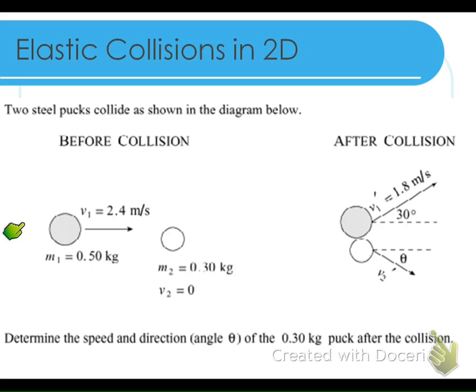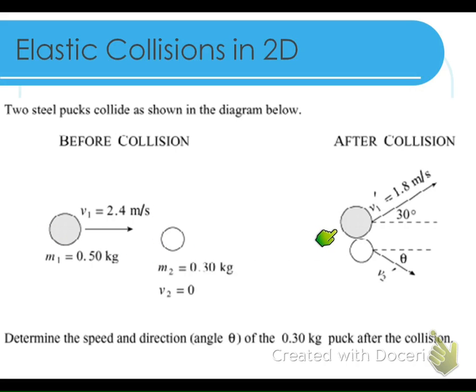This gray object right here has a velocity to the right, okay, of 2.4 meters per second, and it has a mass of 0.5 kilograms, okay? It hits this white object, which sits at rest, okay? So think of this in terms of pool, okay? When you're playing pool, this object would be hitting one sitting at rest.